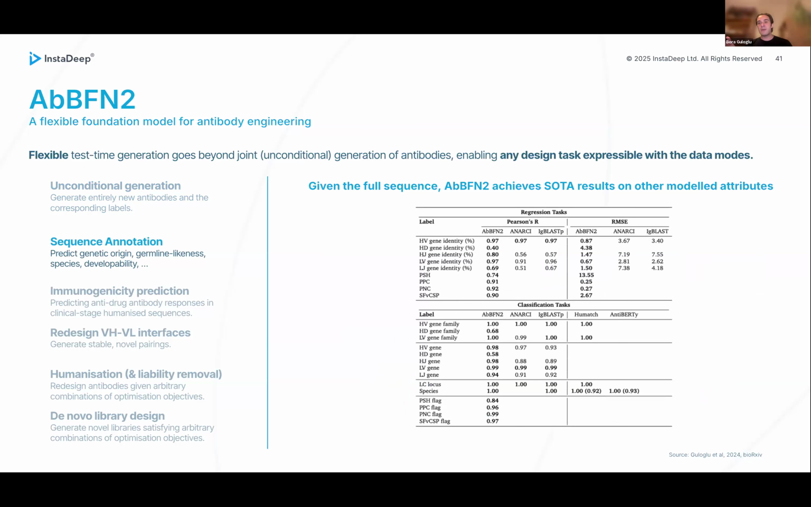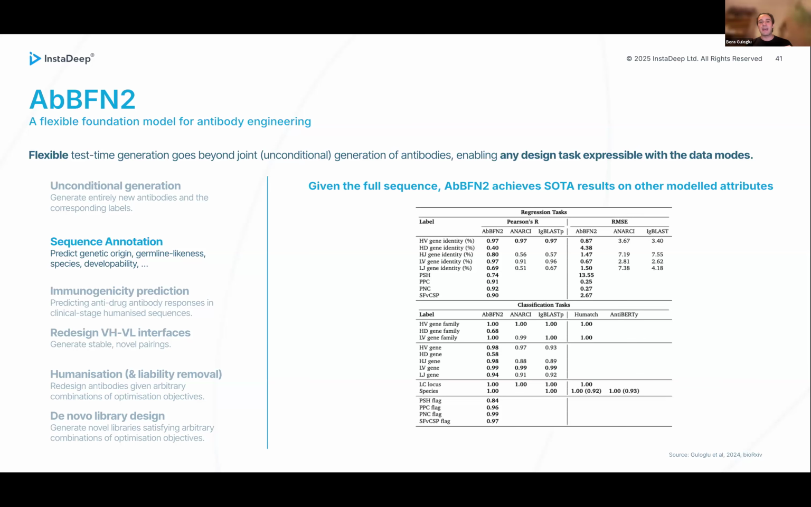Now, the easiest thing there is just to show that sequence labeling works really well, right? So condition on the sequence itself for a holdout set, and then generate all of the other metadata or the other data modalities and compare those to ground truth values. Across 23 tasks that we've tackled here, we find that ABFN2 is state of the art on each one. We're not breaking any new ground here, right? The improvements are modest, but that's also not necessarily what we're after.